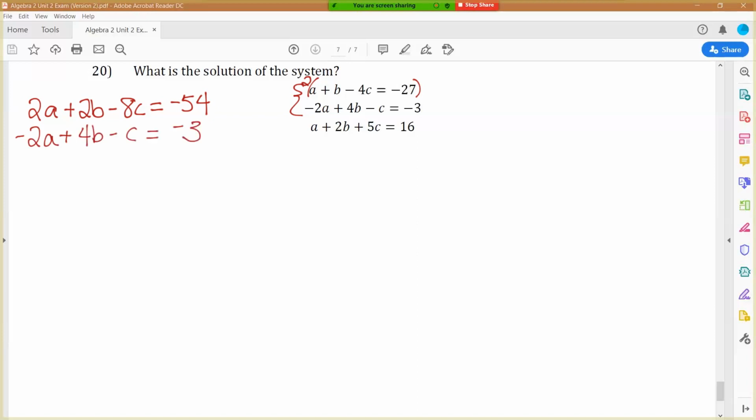So we're just bringing this equation over here. Top equation we multiplied by 2, the second equation we just brought over, and now we can eliminate a from these two equations. So to eliminate a, we're going to add straight down. When I add straight down, the 2a and the negative 2a cancel. 2b and 4b give me 6b. Negative 8c and negative 1c give me negative 9c, and that's going to equal negative 57.